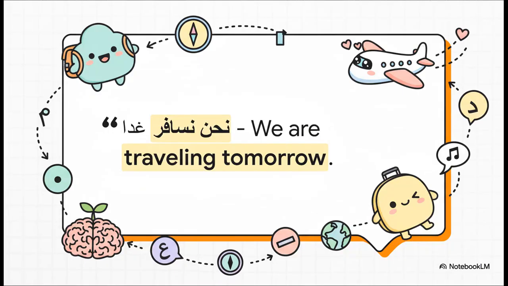And check this out. Using that same verb block we learned, traveling, we can tweak it just a little bit. This says, نحن نسافر غدا, which means we are traveling tomorrow. Did you notice that little change? The verb went from yusafir, for he travels, to nusafir, for we travel. It just shows you how flexible these building blocks really are. You can change who is doing the action and when it's happening with just tiny adjustments.